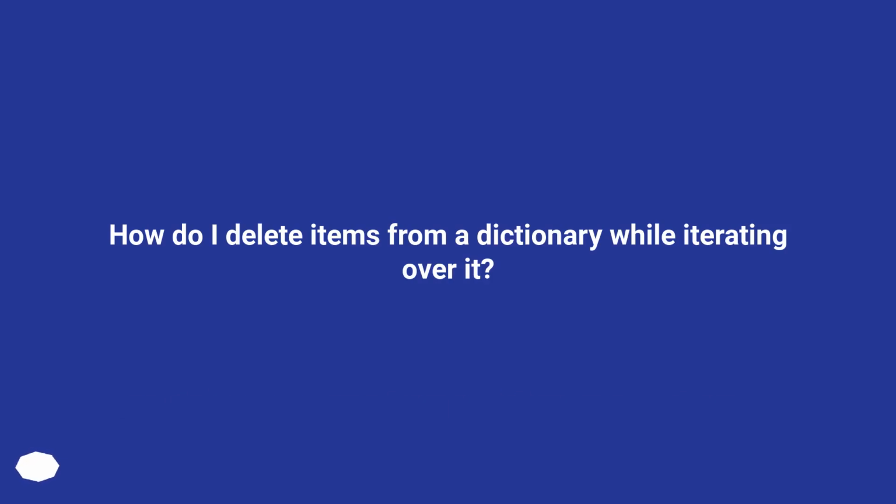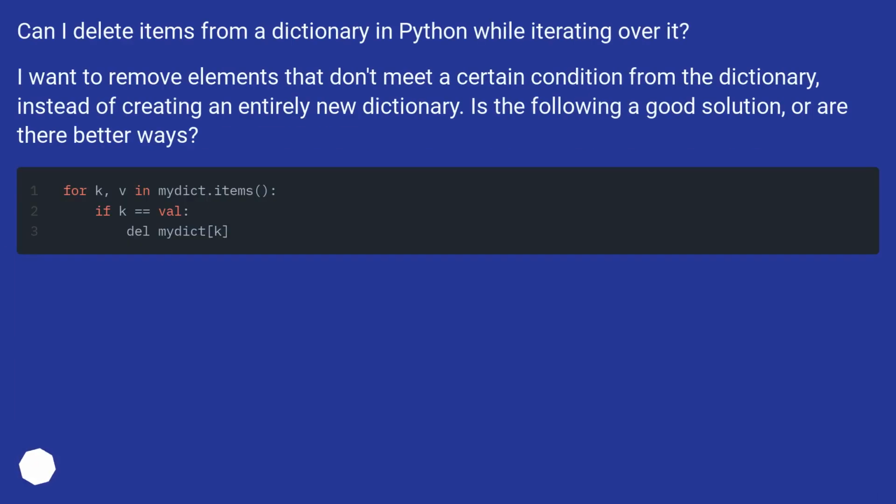How do I delete items from a dictionary while iterating over it? Can I delete items from a dictionary in Python while iterating over it? I want to remove elements that don't meet a certain condition from the dictionary, instead of creating an entirely new dictionary. Is the following a good solution, or are there better ways?